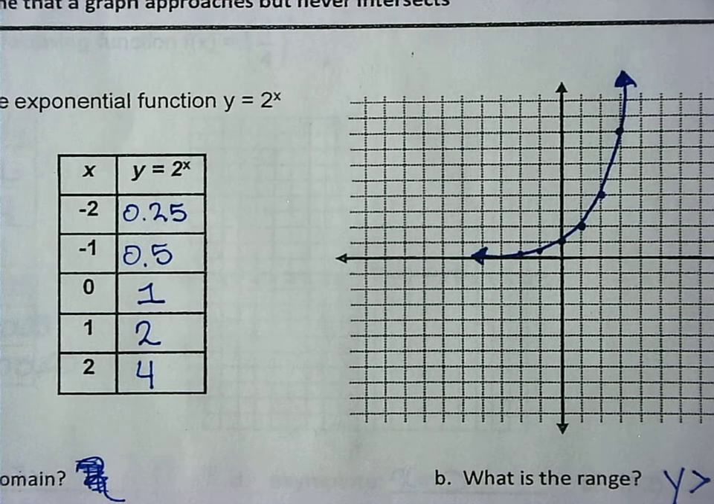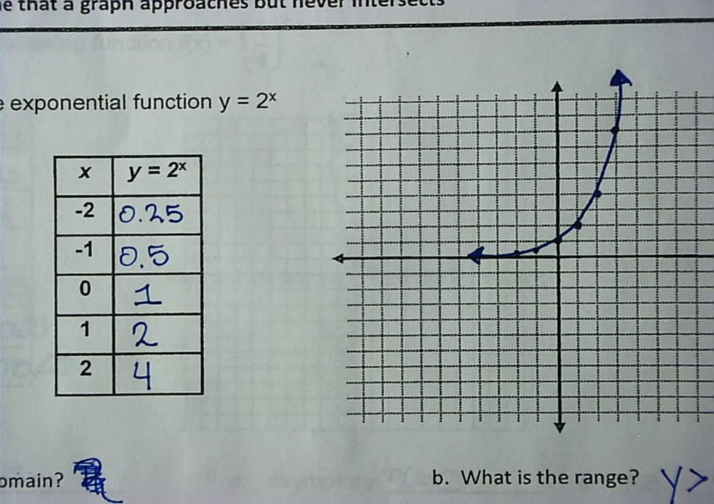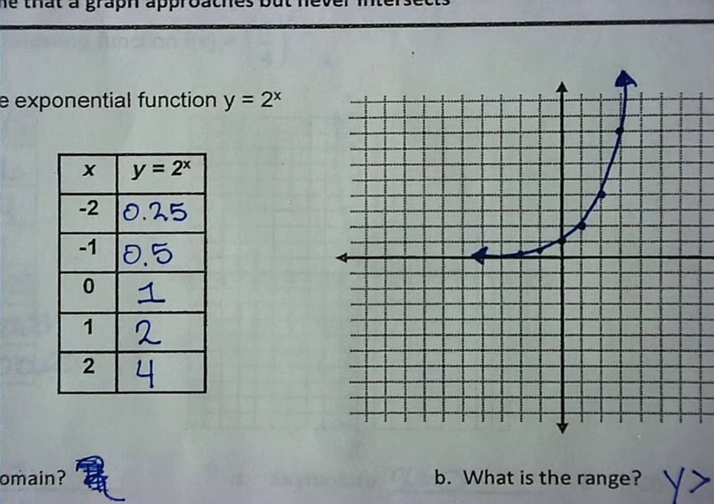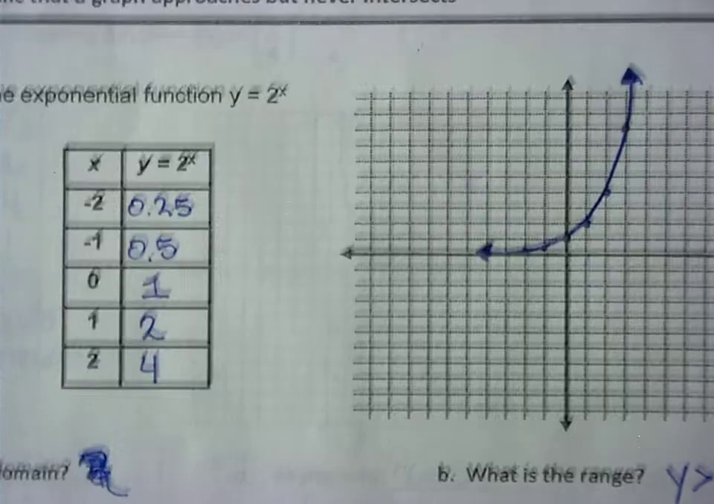Do your best to make the curve, making sure you're including arrows at both ends, because those arrows indicate very important properties of this function. We're going to describe those properties right now. So when you've completed your table and your graph, we can go on to the questions.